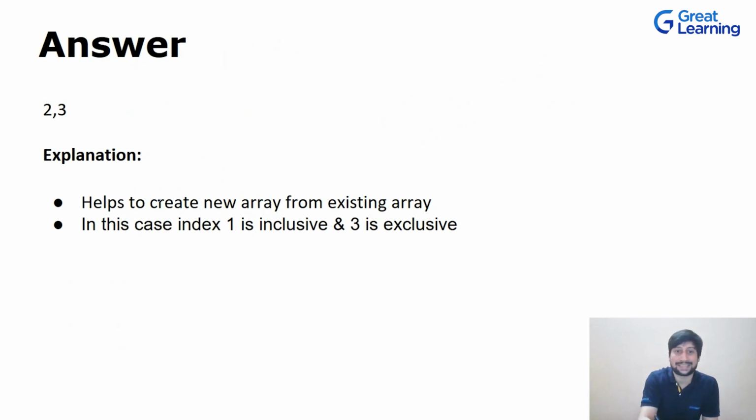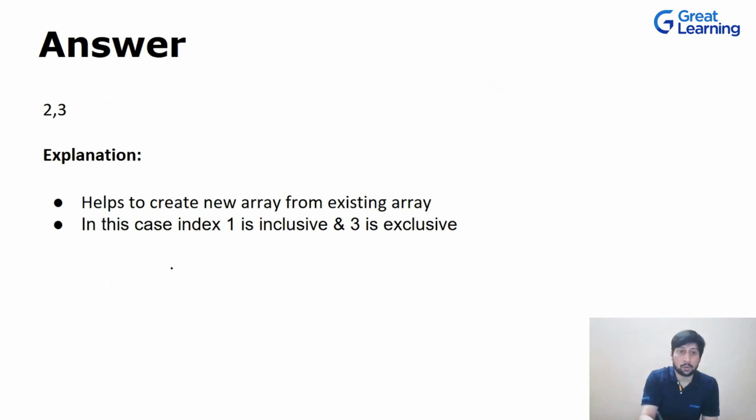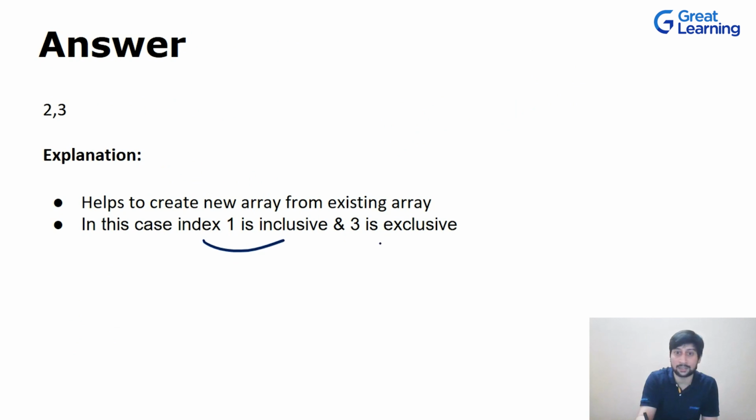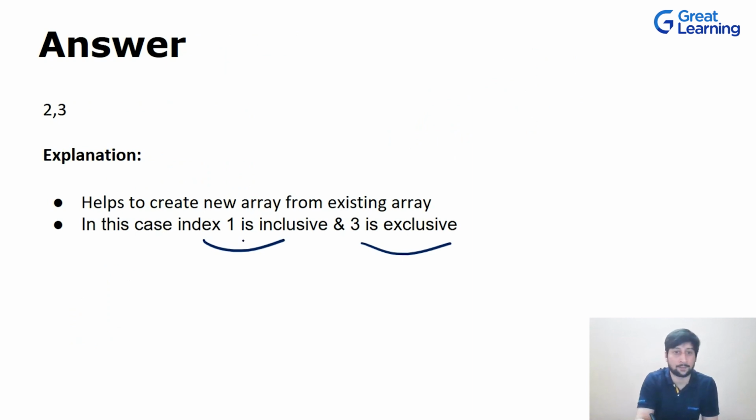Are these inclusive or exclusive? In the splice method, both of these were inclusive, right? In this slice method, 1 is inclusive and 3 is exclusive. So 1 will be included and 3 will not be included. Whenever you use the slice method, 1 will be inclusive and 3 will be exclusive, and it helps us to create a new array from the existing array.